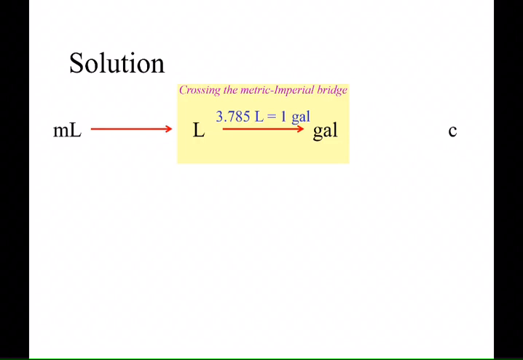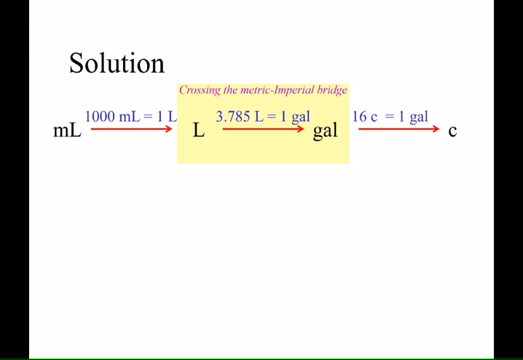So we can go from milliliters to liters, and there are exactly 1,000 milliliters in 1 liter. And then we can finish up the problem going from gallons to cups, using that equality that you may not know off the top of your head. You can look it up for homework, but on a test I wouldn't assume that you know it. There are exactly 16 cups in 1 gallon by definition.